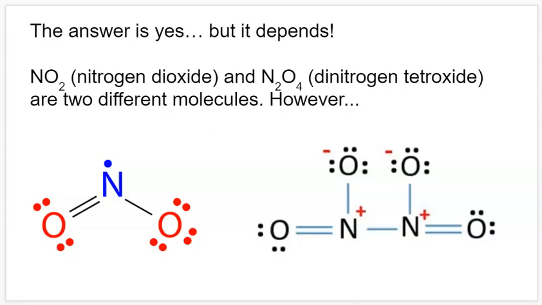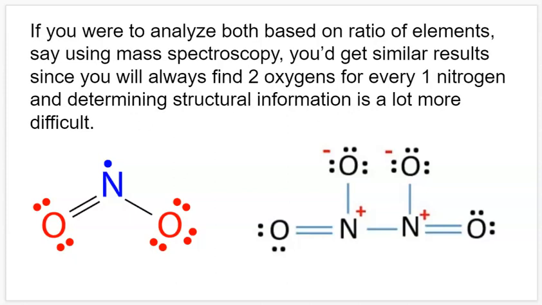However, if we were to do an elemental analysis on these two substances, using what we talked about last time, mass spectroscopy, we're going to run into a little bit of a problem, because if we're going to analyze these, and say we do the mass spectrometry where we get the different peaks corresponding to the different atomic masses of the atoms in the sample, we're going to get a peak for nitrogen, and then we're going to get a peak for oxygen.